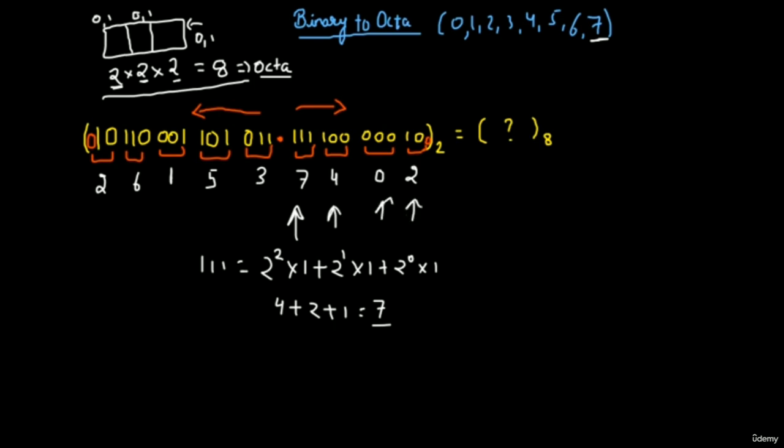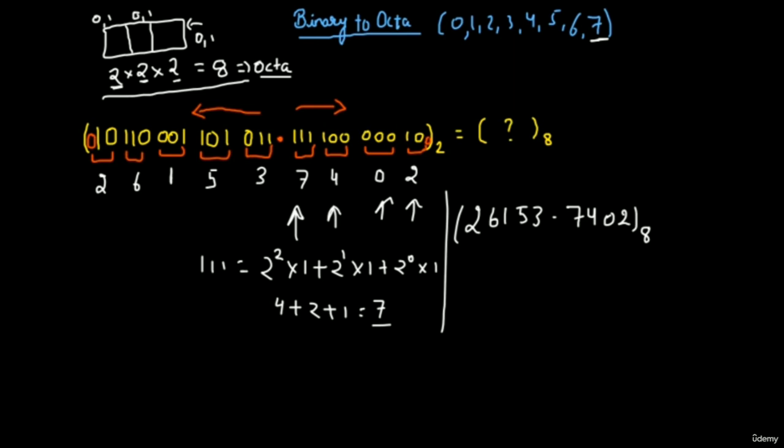So what is our final answer? Our final answer is 200, sorry, not 200, 26153.7402. Wow, even I did not expect that. It's quite big. So this is the number that we just converted from binary to the octal system.